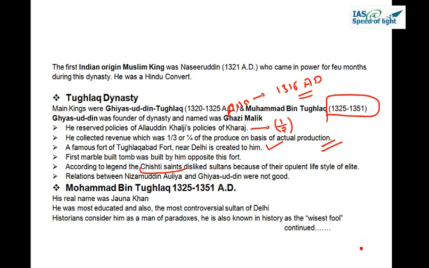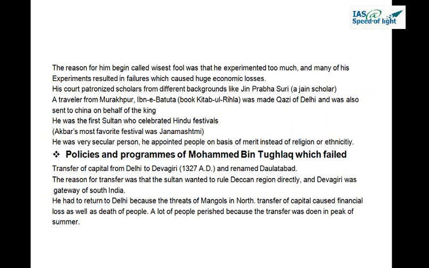After giving a brief introduction about Ghiyasuddin Tughlaq, his real name was Jana Khan, and he is a very interesting personality. In fact, we will see he was the most educated and also the most controversial Sultan of the Delhi Sultanate, and historians consider him as a man of paradoxes. He is also known in history as the wisest fool. The reason for him being called wisest fool was that he experimented too much, and unfortunately many of his experiments actually resulted in failures, which caused huge economic losses.